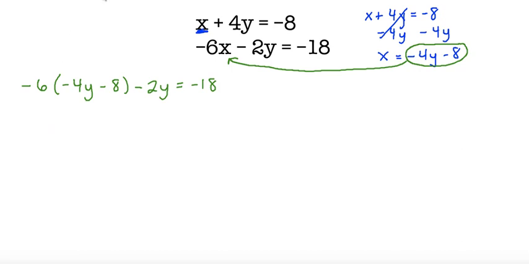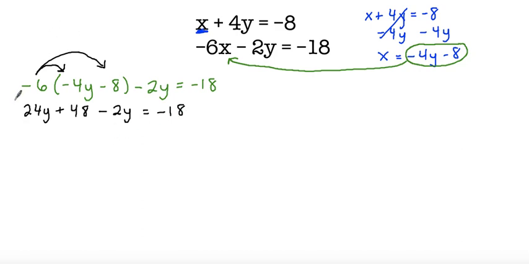So here we're going to start off and we're going to solve for y. Notice all of our variables are y. And the y that we get will be where these two equations meet, which y value. So negative 6 times negative 4 is positive 24y. Negative 6 times negative 8 is positive 48. And then minus 2y is equal to negative 18.